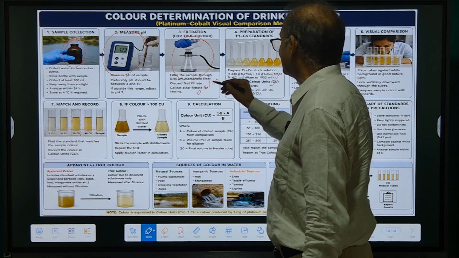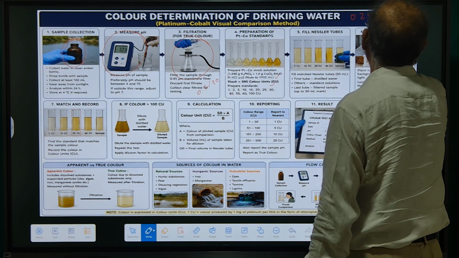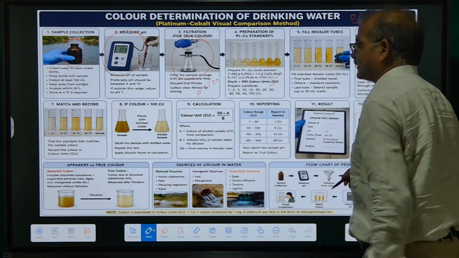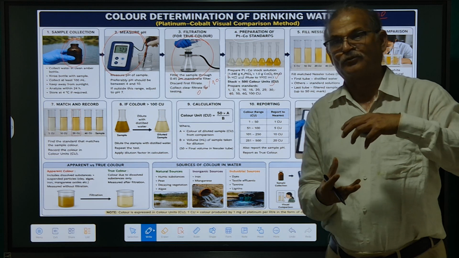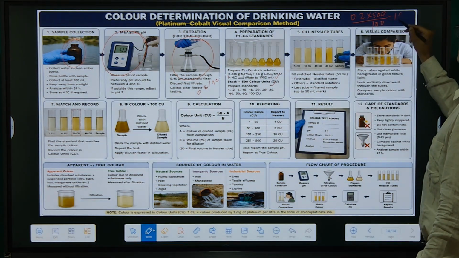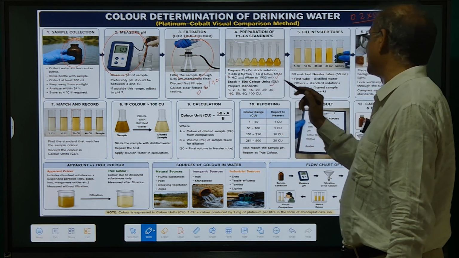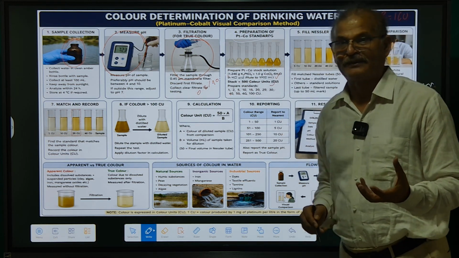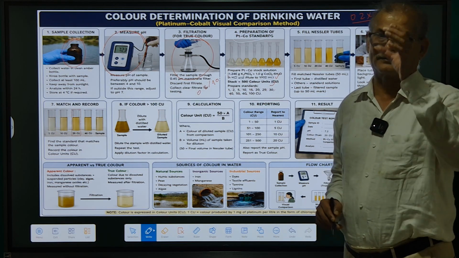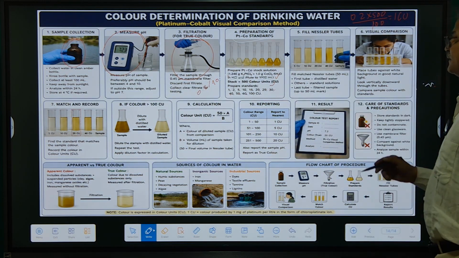then the calculation will be 0.2 into 500, the concentration of the platinum cobalt standard solution, divided by 100. So it will give one color unit. Likewise, we can make 5, 10, 20. Likewise, if we take 4 ml, it will become 20 color units, and the 1 ml solution will be of 5 color units.